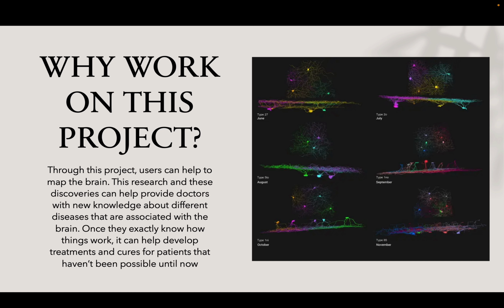Why work on this project? Through this project, users can help to map the brain. This research and these discoveries can help provide doctors with new knowledge about different diseases that are associated with the brain. And once they know exactly how things work, it can help develop treatments and cures for patients that haven't been possible until now. On the right, you can see a picture of 6 different neurons. Through EyeWire so far, they have discovered 6 new types of neurons that had previously not been discovered.